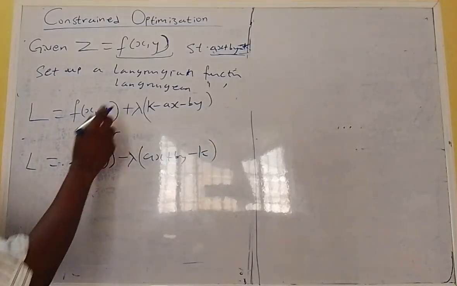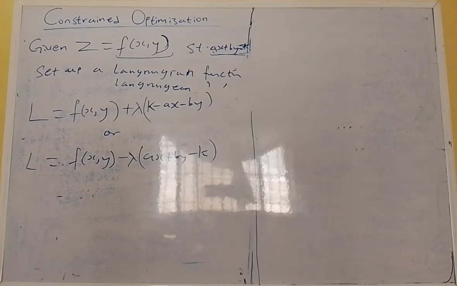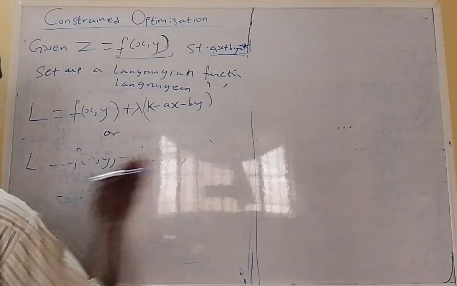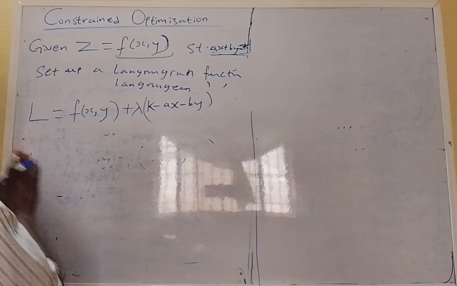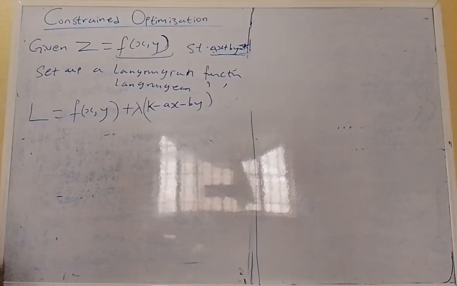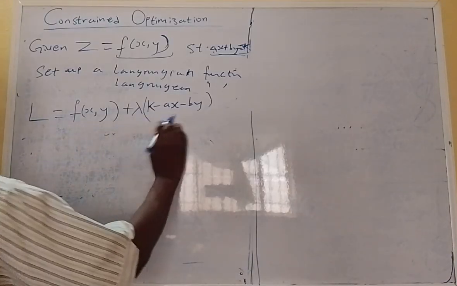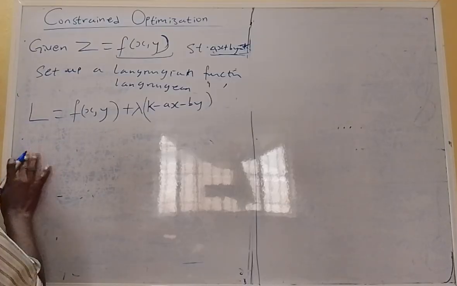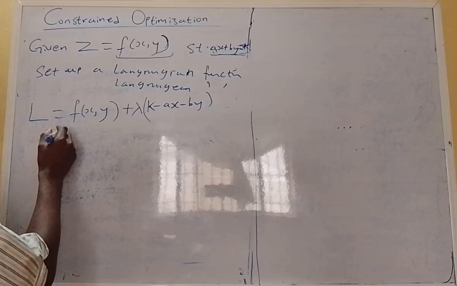So either of the two is correct. I'm going to get the same value for this. Now you can try that, but I want to stick to the first one, because I'm comfortable with that one. Now, this is what is known as a Lagrangian function. So the first thing I'm going to do now is to find the first order condition.